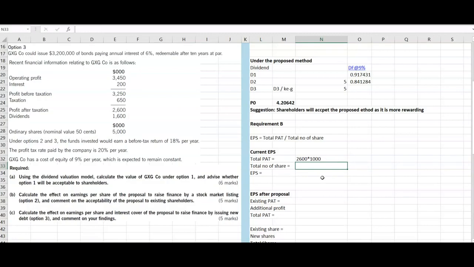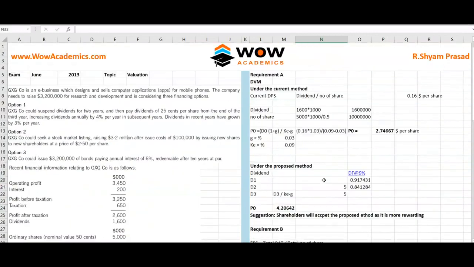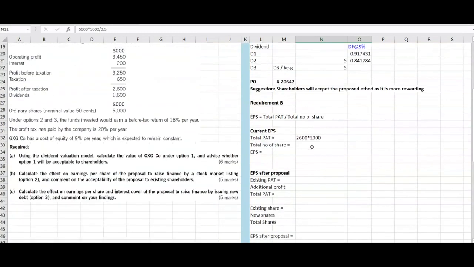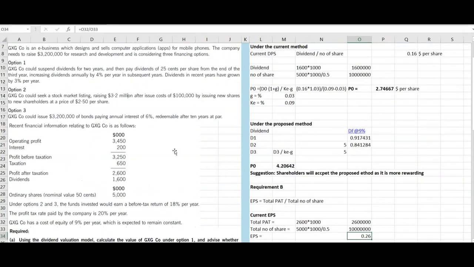The total number of shares, I think we have already calculated that here. So we can take that number and use it, and we will work out this also. So our EPS would be PAT divided by number of shares. So this is our EPS. Now we'll find out what the proposal is. To know the proposal, we have to look at option 2.